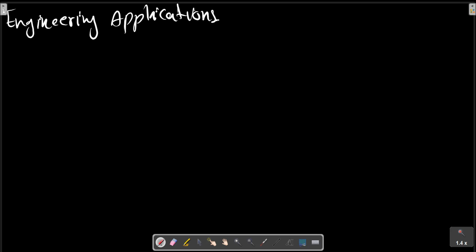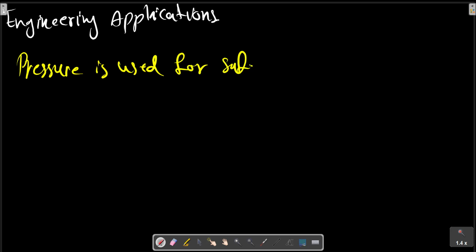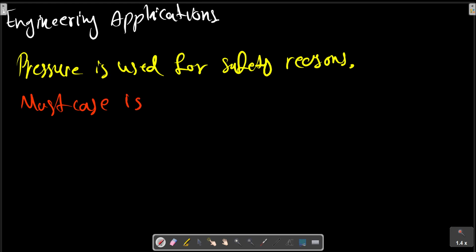Pressure is used in application for process control or limit control for safety regions. In most cases, this is the gauge pressure. For safety, pressure is used for safety regions. Other cases, it is the gauge pressure.